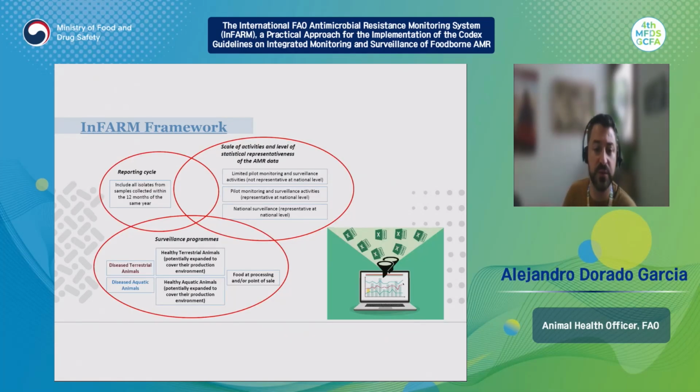In this way, what we do is ask countries to compile different antimicrobial resistance surveillance files according to the reporting cycle, the scale of activities, and also according to the surveillance programs. And these individual AMR data files are going to be sent to the INFAM data platform for digesting the information and generating automatic data visualizations.